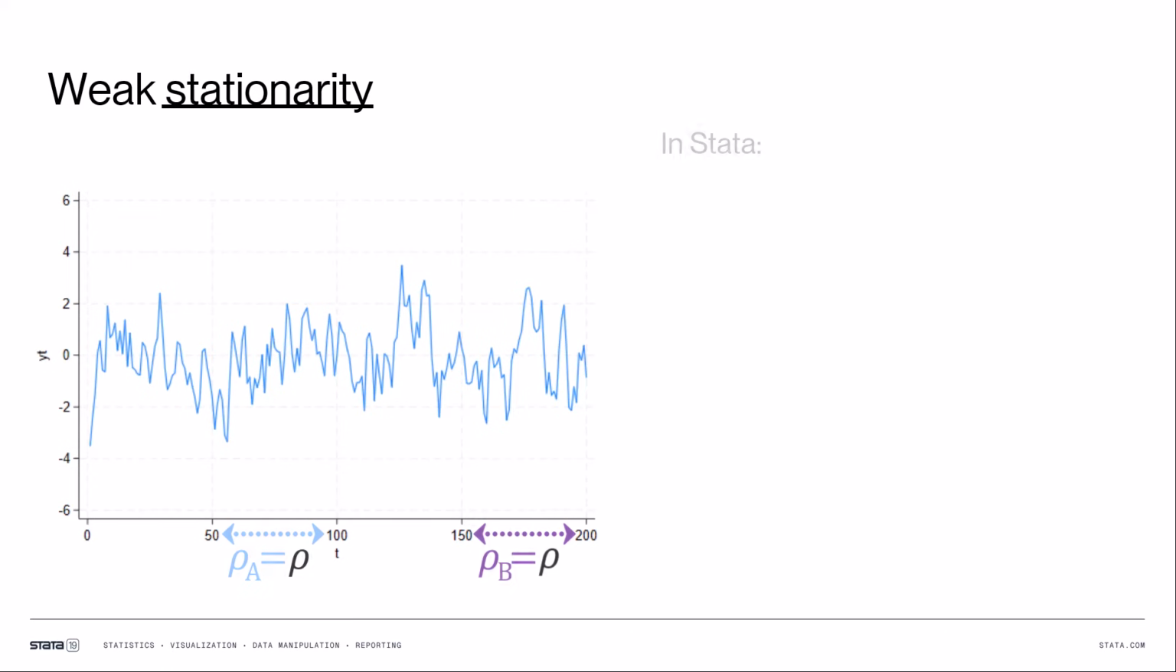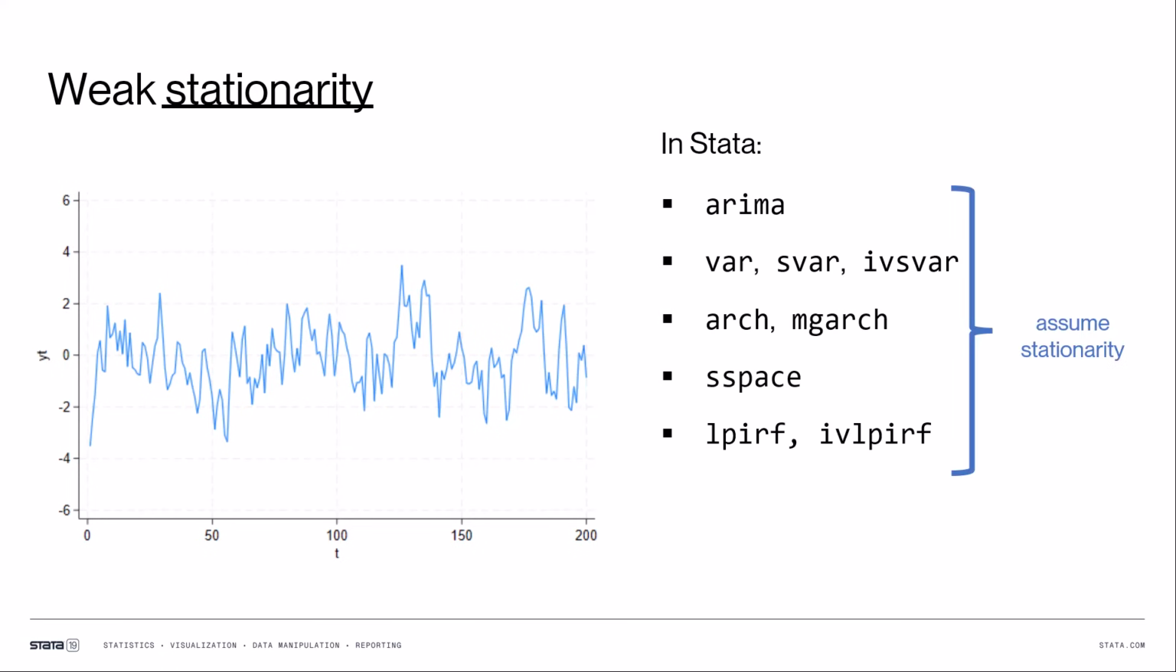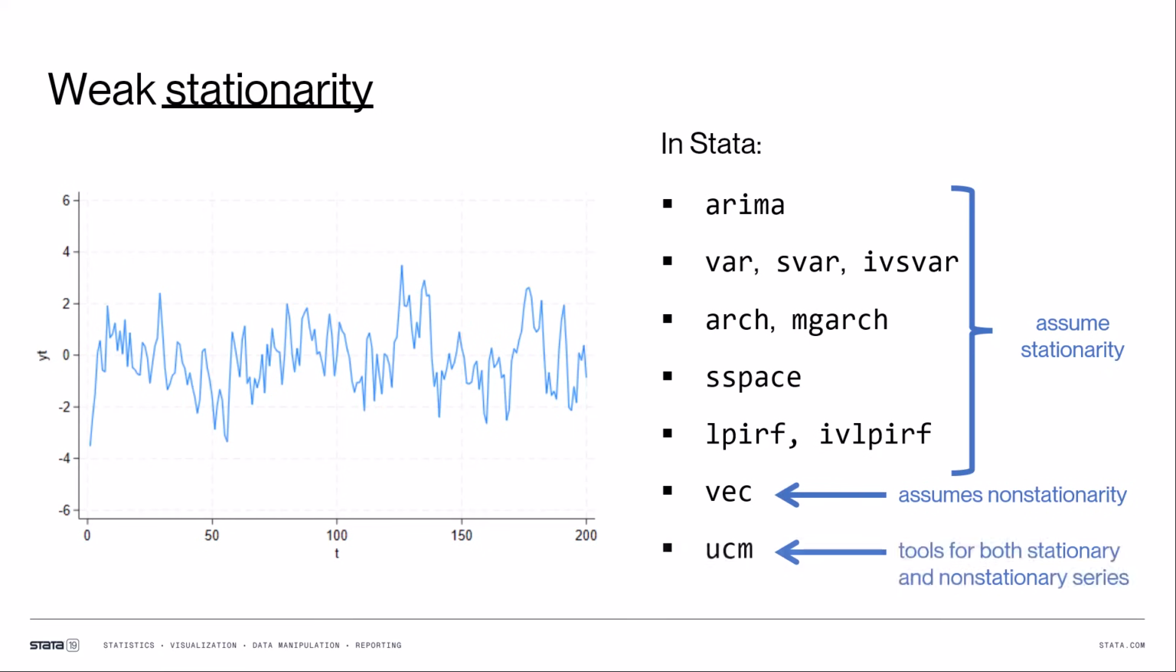In time series analysis, many of the most popular estimation and forecast methods assume stationarity. This includes autoregressions, vector autoregressions, conditional heteroscedasticity models, and state space models, as well as estimation of impulse response functions. Other procedures, like those involving cointegration, assume non-stationarity. And certain models, like the unobserved components model, deal with both stationary and non-stationary processes. In all cases, it is important for us to be able to determine whether our time series are stationary.